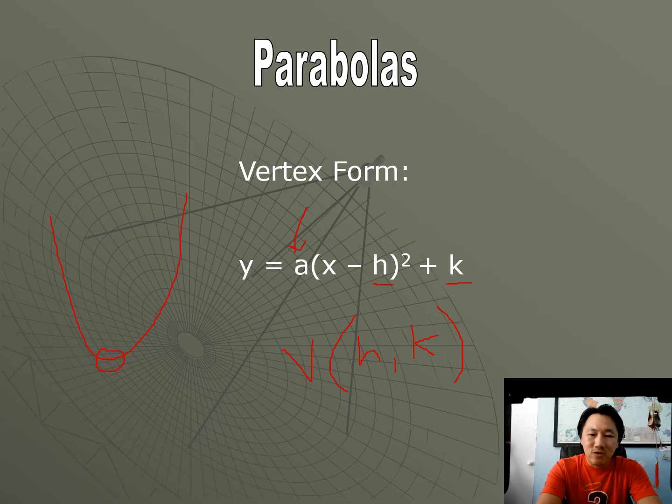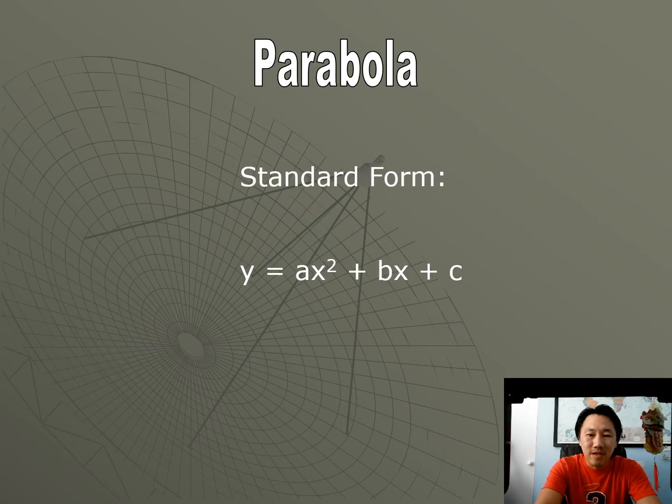All right, and so this section we're going to focus on a different form of parabolas, and that's standard form. Here it is, standard form. It might look familiar to you. It's y equals ax squared plus bx plus c. It's a quadratic equation. The a and the b and the c are just coefficients, but they are important. They decide what the parabola looks like. So let's go ahead and try to analyze this formula.